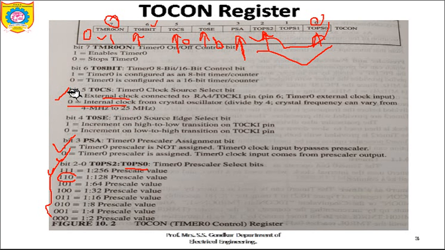So this was about the T0CON register. It is an 8-bit register. It can also be 16-bit, but the explanation which I have given is for 8-bit. The function of each bit is also seen over here, along with the terms prescaler and postscaler.